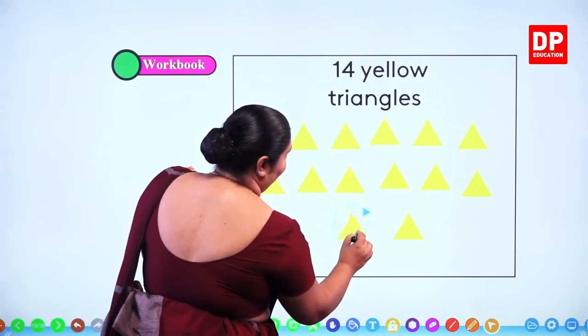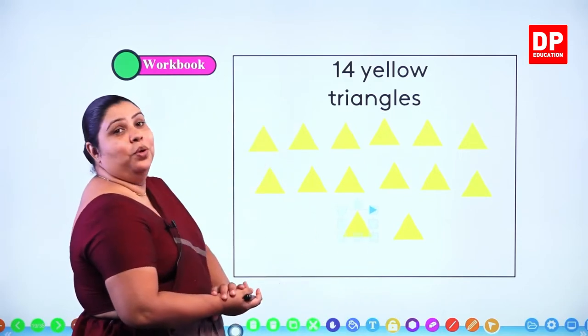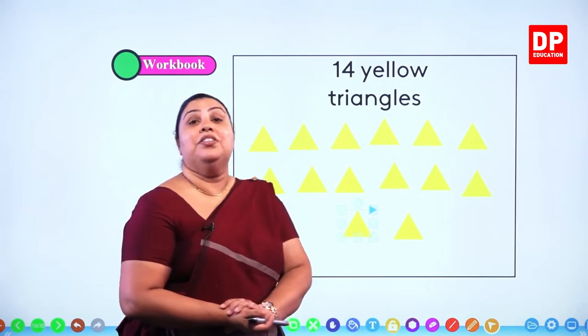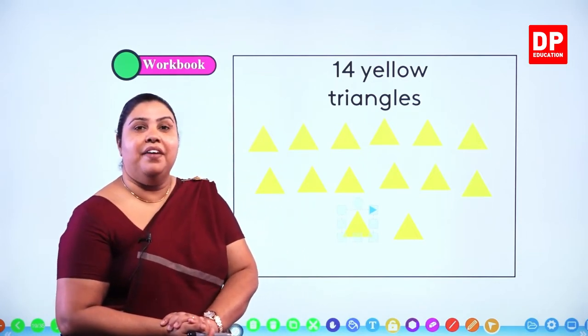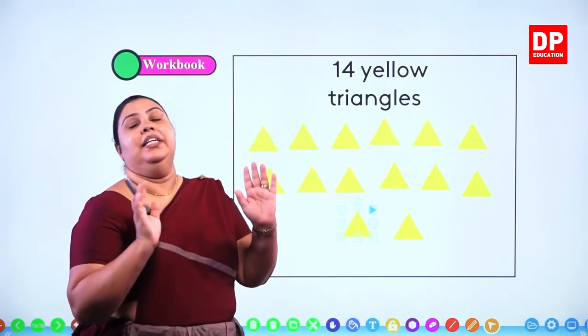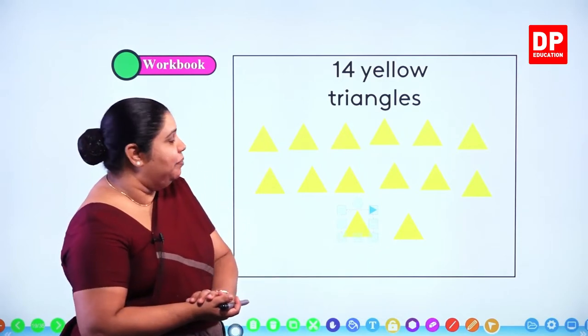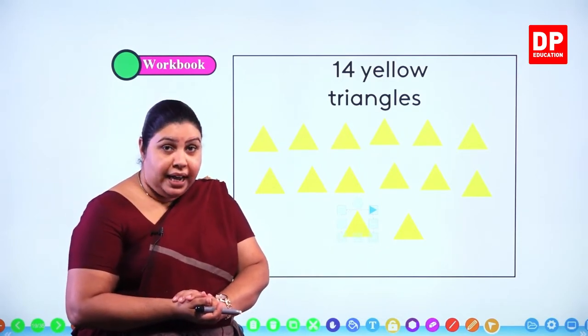14. There goes my 14 yellow triangles. How many do we have here? 14 yellow triangles. Isn't that beautiful? You can color them nicely.